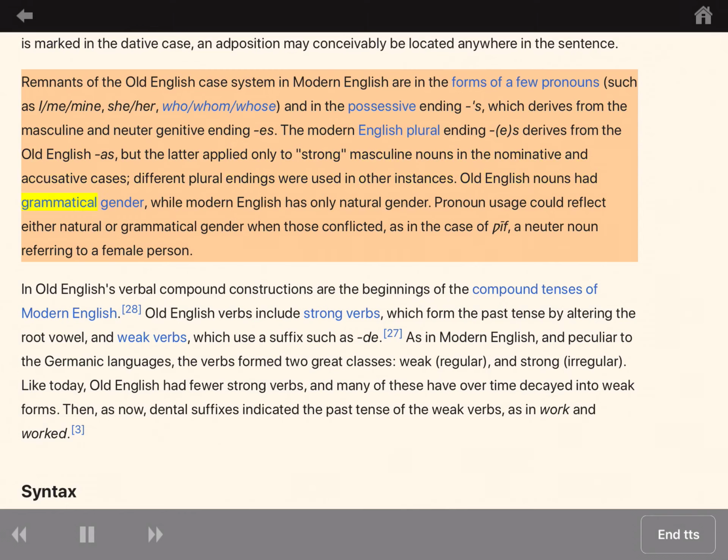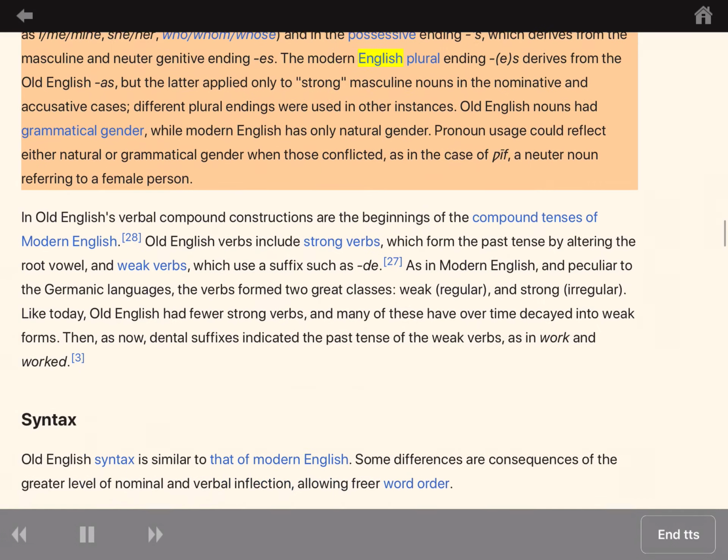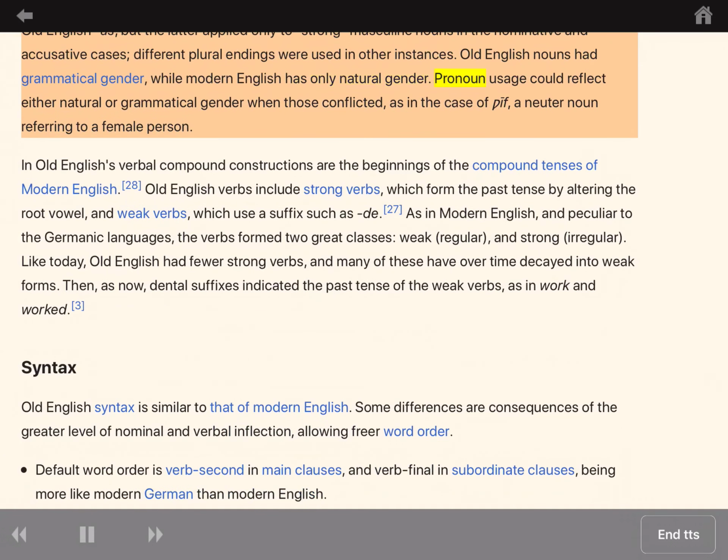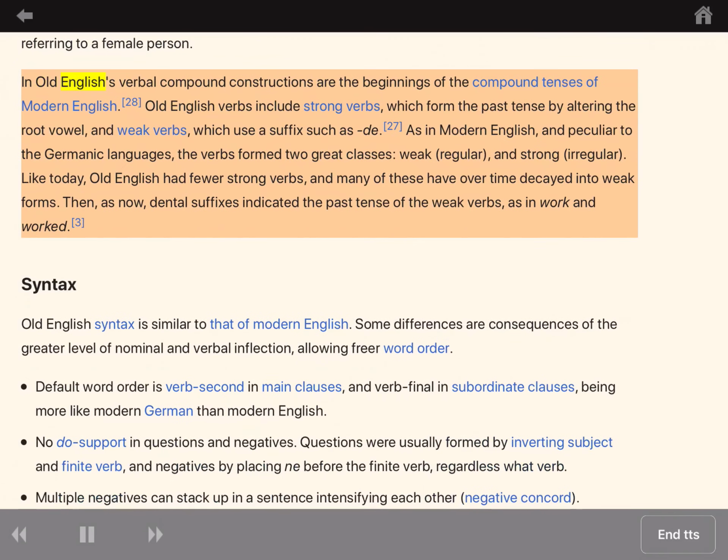Old English nouns had grammatical gender, while modern English has only natural gender. Pronoun usage could reflect either natural or grammatical gender when those conflicted, as in the case of wīf, a neuter noun referring to a female person. In Old English's verbal compound constructions are the beginnings of the compound tenses of modern English.